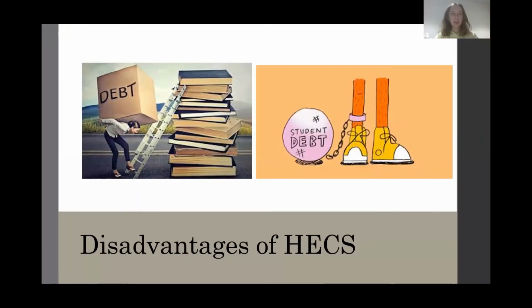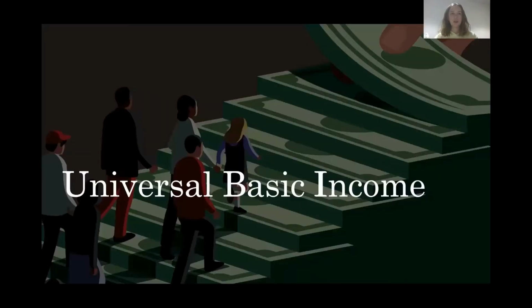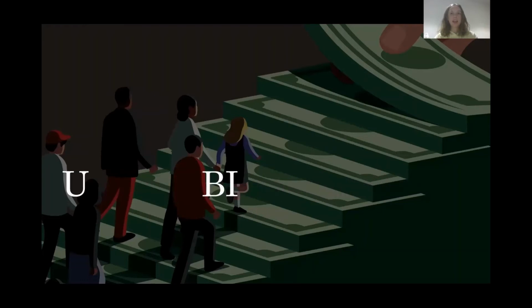HECS is not the only economic policy that has been proposed in an effort to make education more equitable. Another approach is implementing a universal basic income. The idea of a universal basic income, or UBI, is not a new idea, and has existed in many forms throughout history as something that's considered utopian. It is in itself very simple.